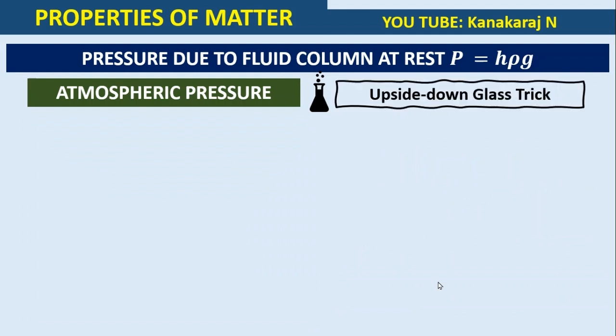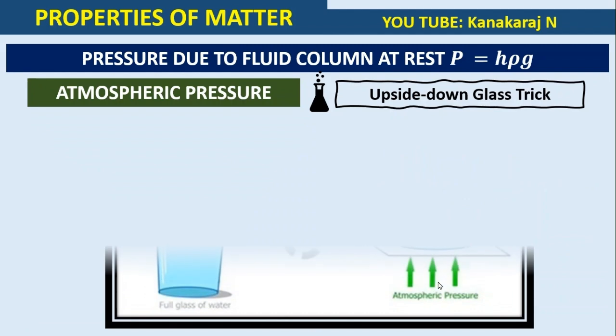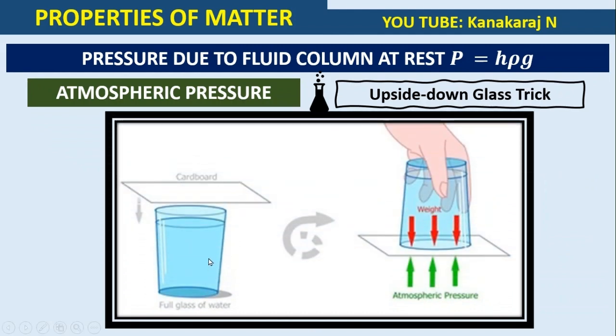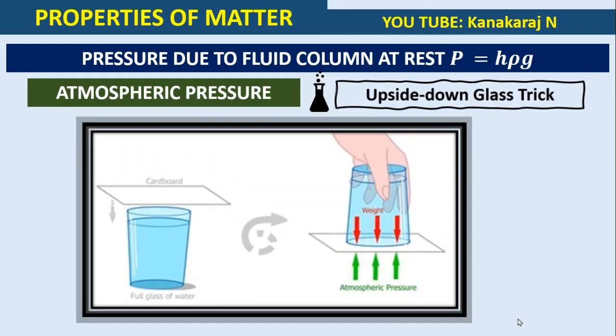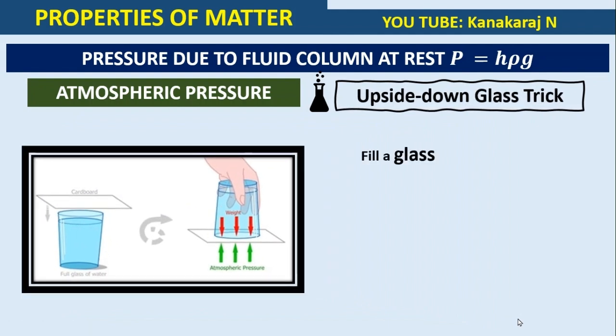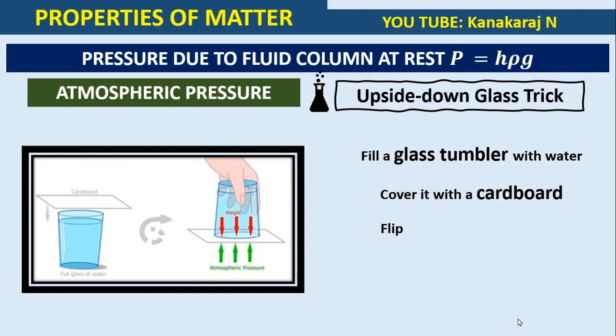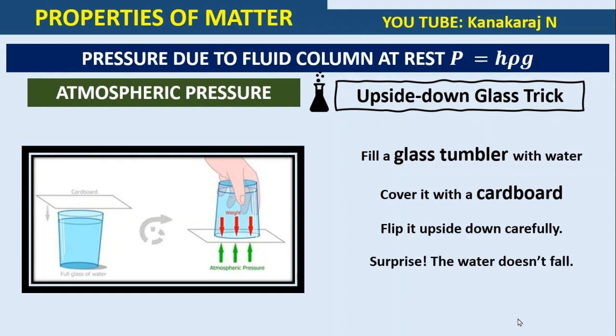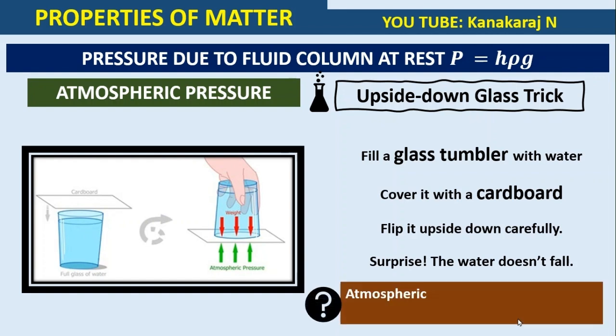Another activity, upside down glass trick. We pour water in the glass tumbler and cover it with cardboard. We immediately flip it upside down. Then we find the cardboard does not fall. Fill a glass tumbler with water. Cover it with cardboard. Flip it upside down carefully. It's a big surprise. The water does not fall. Why? Atmospheric pressure pushes up on the cardboard, holding the water inside.